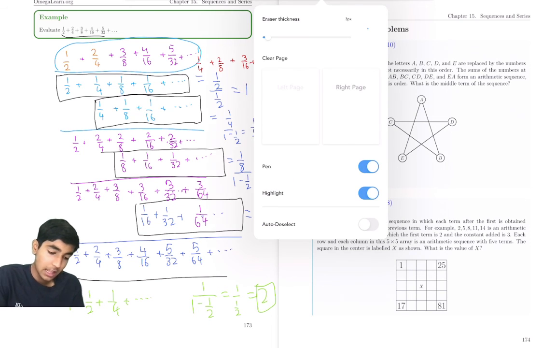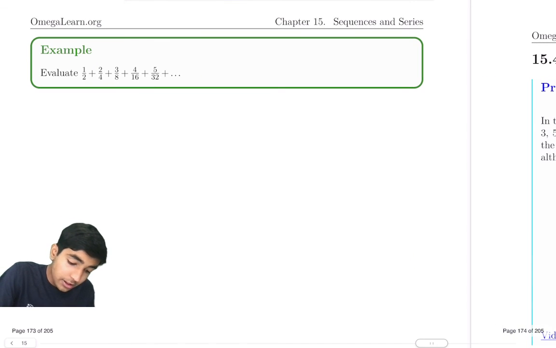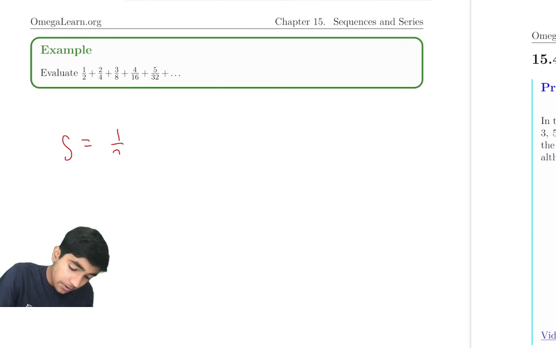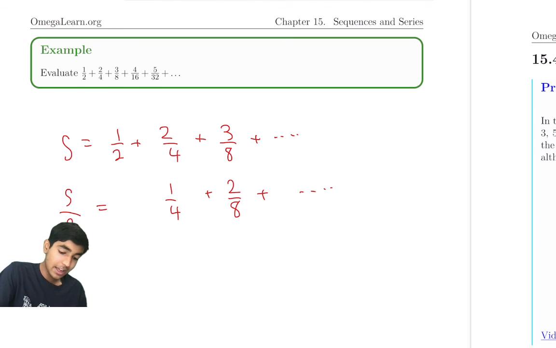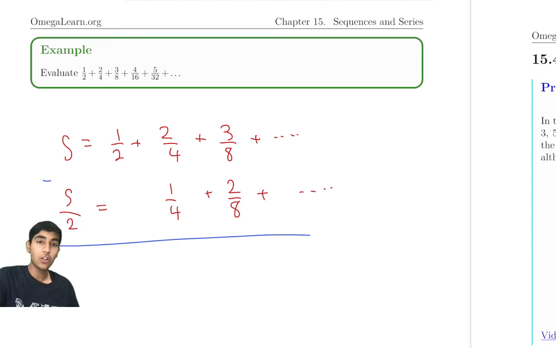Let's explore another way to take a look at this problem. Let's call this sum S, right? So now what we can actually do is divide the sum by 2. We get 1 over 4 plus 2 over 8 plus so on. And now what happens if we subtract S minus S over 2, we get that S over 2 equals half, right? Plus 2/4 minus 1/4, that's 1/4. Plus 3/8 minus 2/8, that's 1/8.